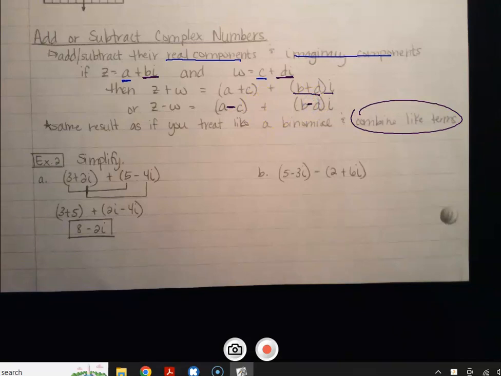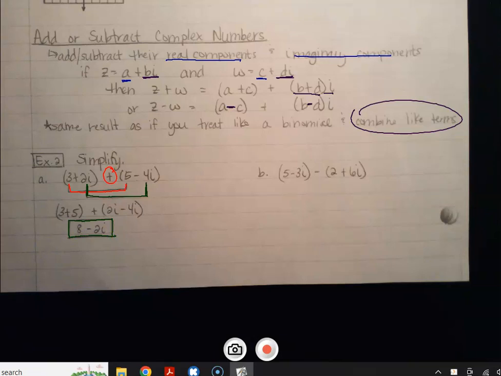So if we look at this example and we simplify it, my like terms are 3 and 5, and I'm adding. So I'm going to have 3 plus 5. And then my other ones, my imaginary is 2i plus -4i. I'm going to add those together. So 3 plus 5 is 8. 2 minus 4 is -2. And there's my answer. It's just like combining like terms.